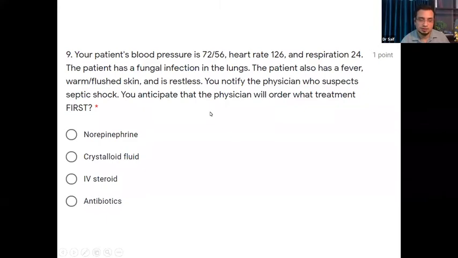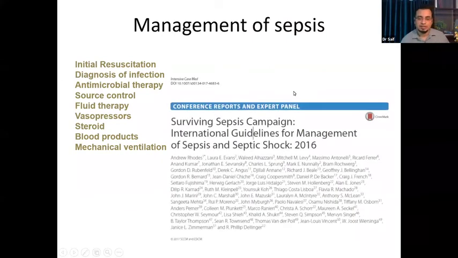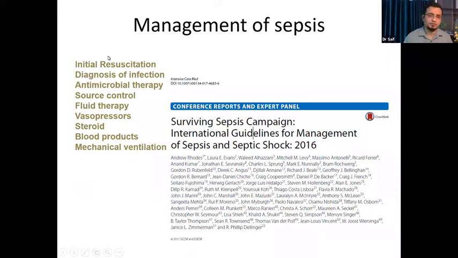So let's discuss it first. The answer will be clear in the discussion. This is the guideline which I was talking about, the Surviving Sepsis Campaign Guideline, published in 2016 in Intensive Care Medicine as well as in JAMA, Journal of the American Medical Association. In this guideline, they have given the whole critical care of the patient.